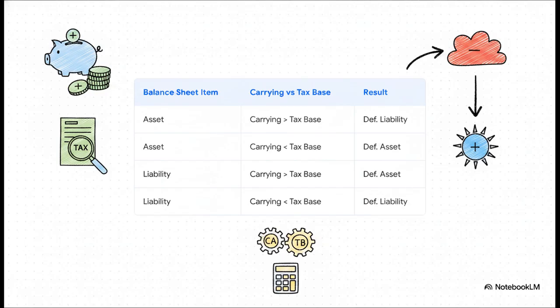And for liabilities, the rule naturally just flips. By meticulously mapping these carrying amounts against the tax base, analysts can perfectly calculate the deferred tax items and anticipate when those reversals will finally hit the cash flows.